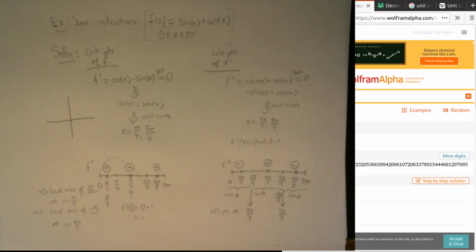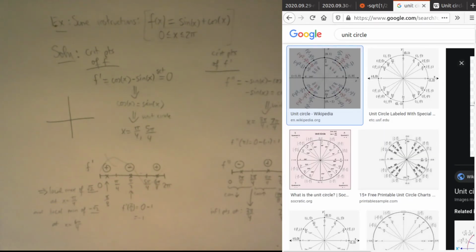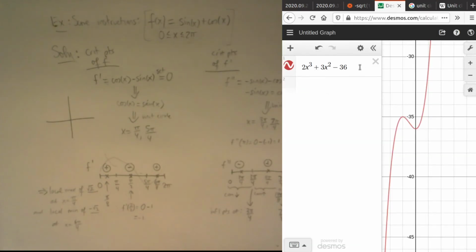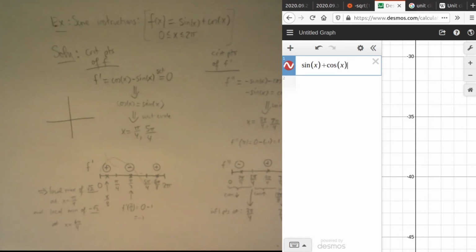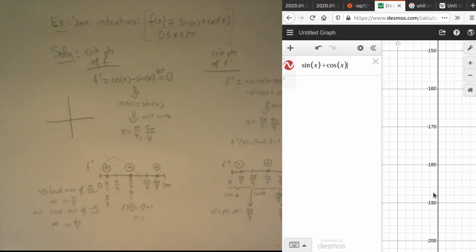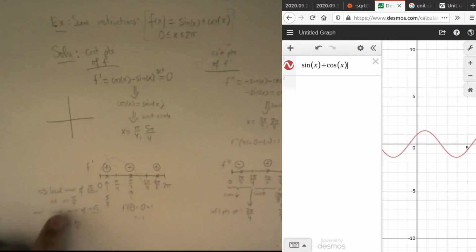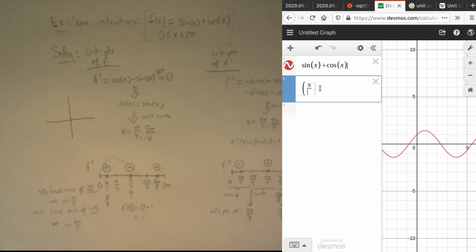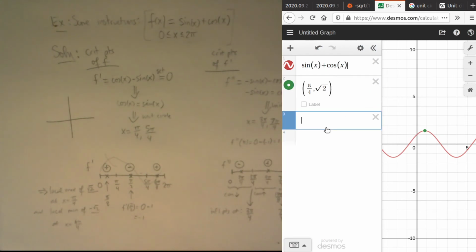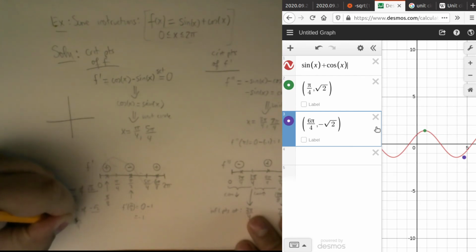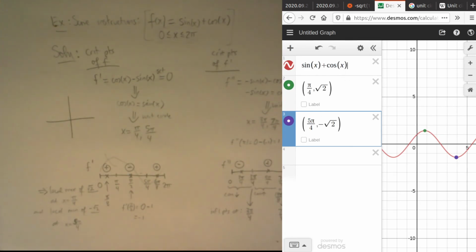So this is sine x plus cosine x. If I plot that function in Desmos, I'll get sine x plus cosine x, and oh, went the wrong way. Here it is. And we said we had a local max at pi over 4 comma root 2. There it is. We had a local min at 5 pi over 4 comma negative root 2. Sorry, it was at 5 pi over 4, not 6 pi over 4. 6 pi over 4 was my test point. So there it is.